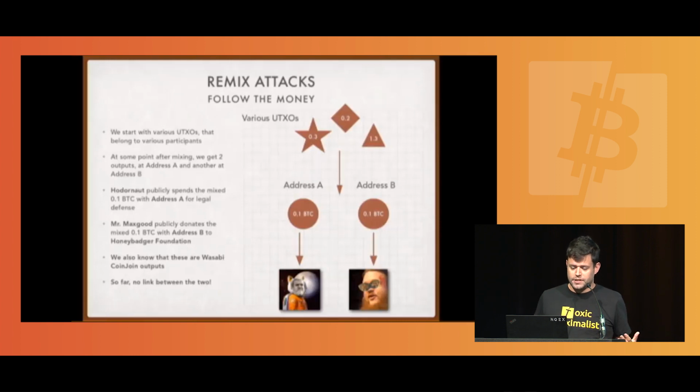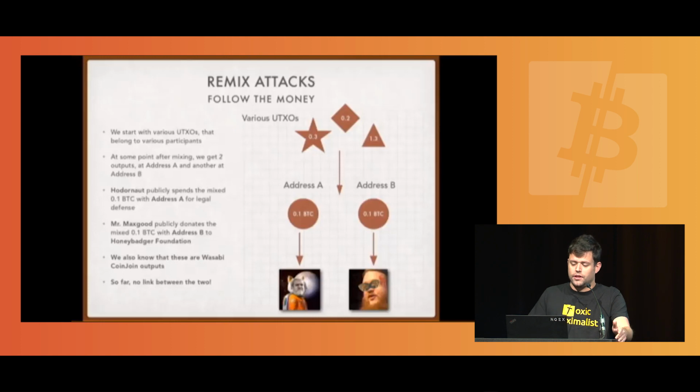So basically, we know two things. One, we know that address A and address B were outputs in a Wasabi transaction. And we know this because it's easy to tell, because all Wasabi transactions look very similar. In fact, Wasabi publishes a list of all the COINJOIN transactions that they've done, because they're easy to figure out anyway. So we know that those addresses were used for outputs in Wasabi COINJOINs.